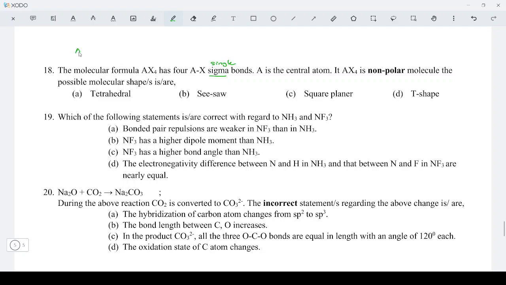So if you just draw it, A like this, or you can draw it in this way also. Tetrahedral. Or it can be like this as well. Remember this one, seesaw, that is also applicable. Okay, and A is the central atom. AX4 is a non-polar molecule.